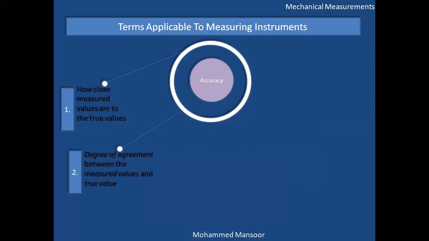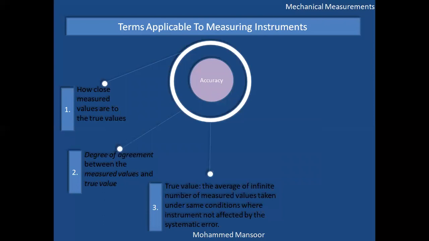So we can say accuracy is the high degree of agreement between the measured value and the true value. True values are nothing but the average of an infinite number of measured values taken under the same condition. If we are taking n number of measurements by an instrument, and the condition is that the instrument should not be affected by any systematic error, we can say that instrument is an ideal instrument.